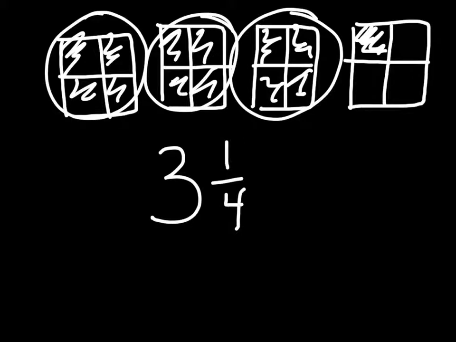Well, what would this look like as an improper fraction? All you have to do is count the number of shaded boxes, and they are all broken into fourths. So the denominator is going to be 4. So let's count 1, 2, 3, 4, 5, 6, 7, 8, 9, 10, 11, 12, 13. So 3 and 1/4 is equal to the improper fraction 13/4. Do you see the relationship there?